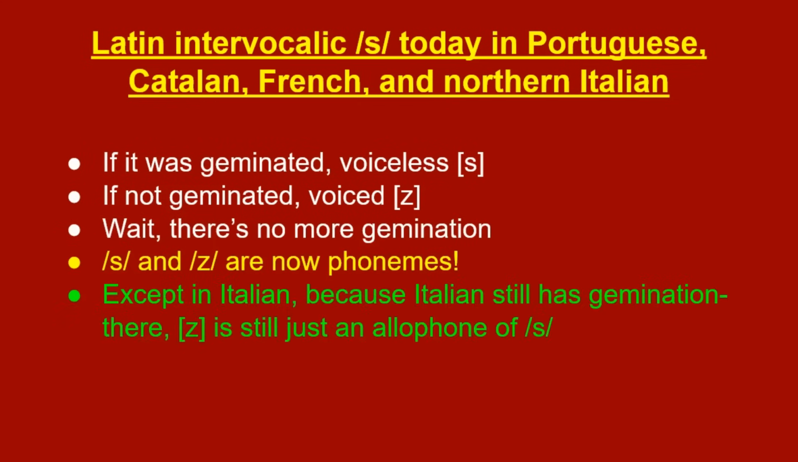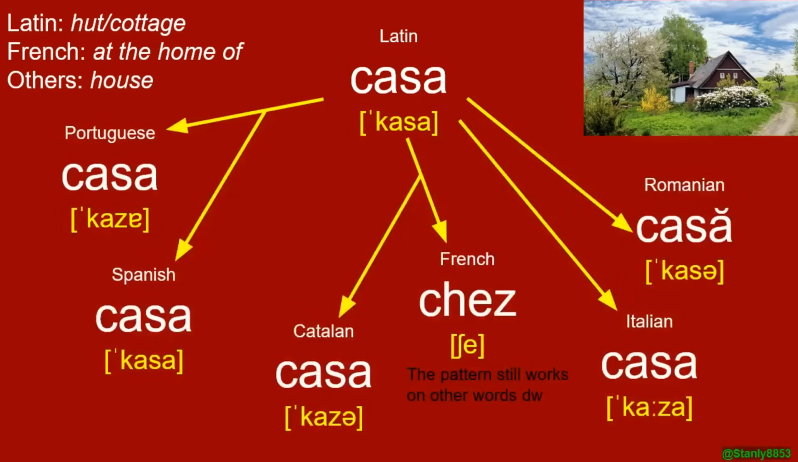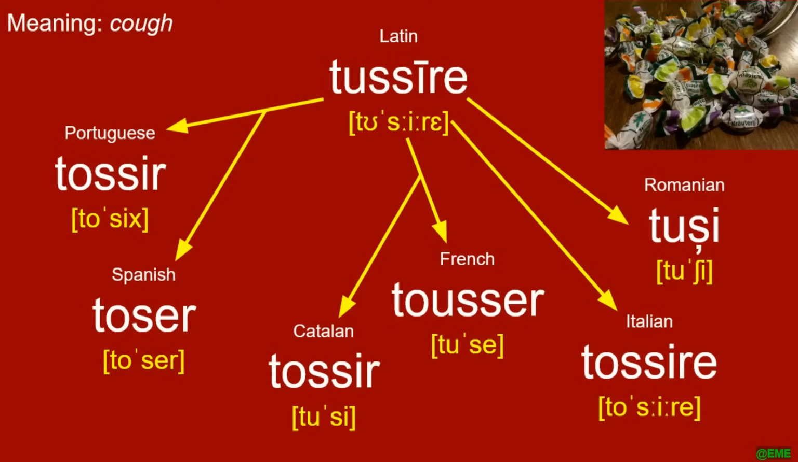to still having gemination. So for an ungeminated example, there was Latin casa, which became Romanian casa, in Spanish casa, but Portuguese casa, Catalan casa, Italian casa, and French chez. Yeah, interesting. And for a geminated example, there was Latin tossire, which became Italian tossire, but Portuguese tossir, Spanish toser, Catalan tossir, French tousser, and Romanian tuși.